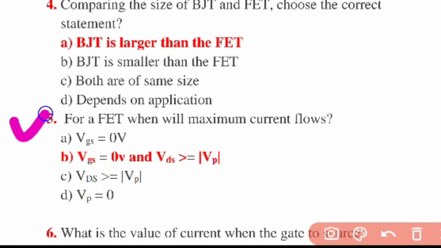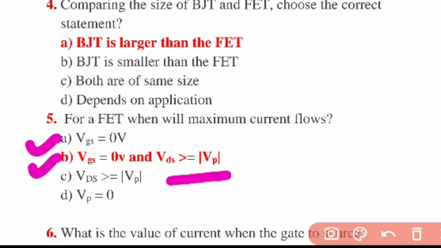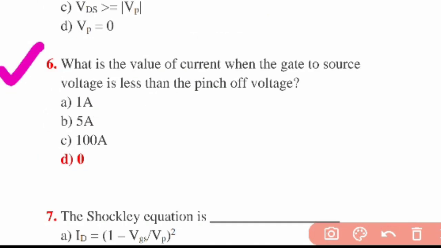Question number 5, for a FET, when will maximum current flow? Option A VGS is equal to 0 volt. Option B VGS is equal to 0 volt and VDS greater than or equal to VP. Option C VDS greater than or equal to VP. Option D VP is equal to 0. Then the answer is VGS is equal to 0 volt and VDS greater than or equal to VP.